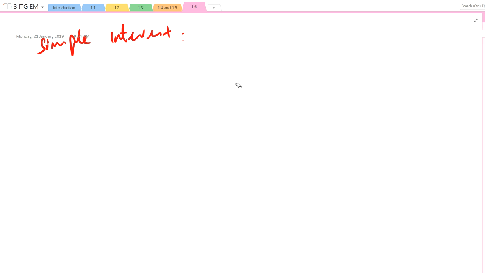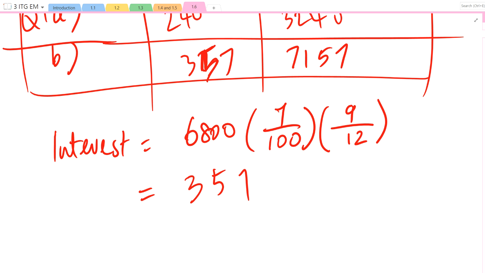Now I need to check your understanding for your simple interest. Okay, flip with me to exercise 1.6. Exercise 1.6, question 1. Just do it in your textbook. Part A. Okay, let's just do part A. Fill in your textbook now. This is our simple interest calculation.